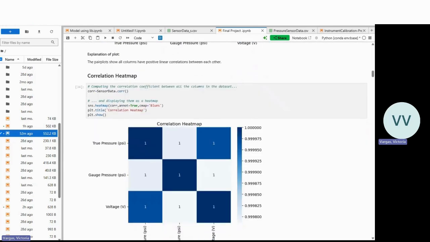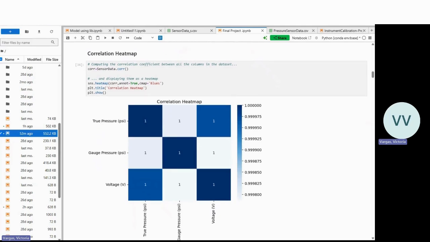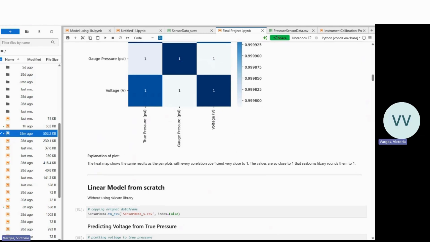In addition, Megan also did a correlation heat map. Here she computed all the correlation coefficients between all the columns in the dataset and displayed them as a heat map. The heat map showed the same results as the pair plot, with every correlation coefficient very close to 1. Again, this heat map was to check that the sensor readings, voltage and gauge, have a strong linear relationship with true pressure, showing they are very reliable for calibration. Those values are so close to 1 that Seaborn's library rounds them to 1, so they are very reliable for that calibration.